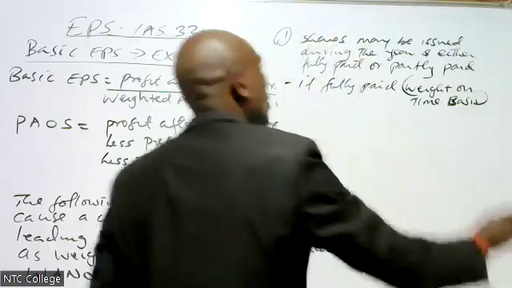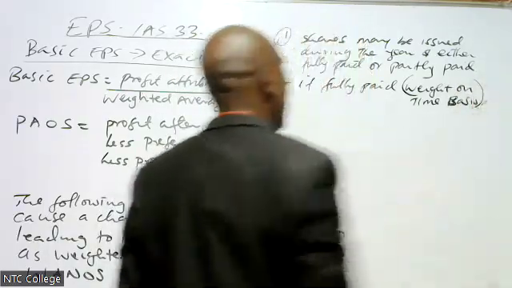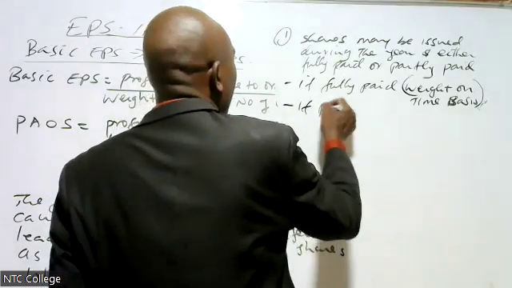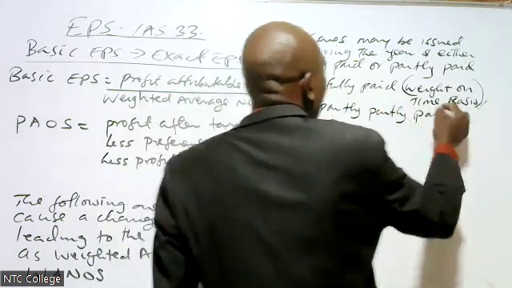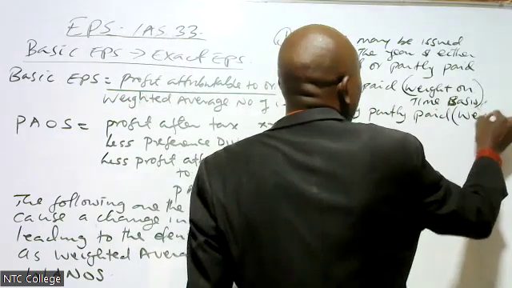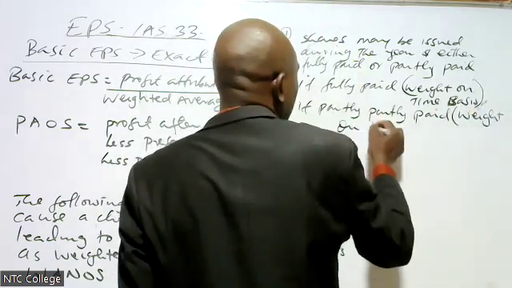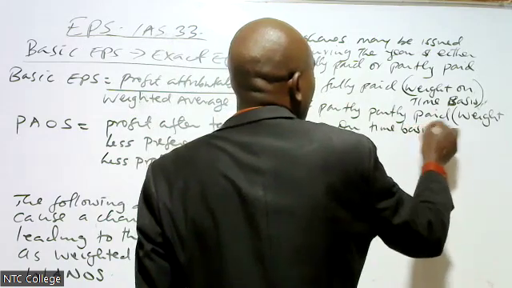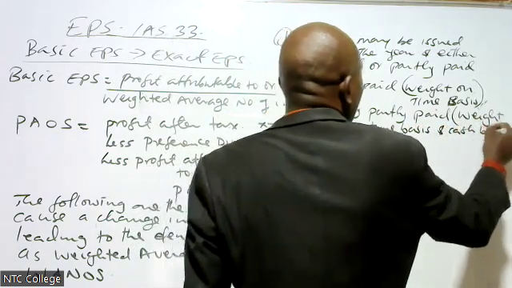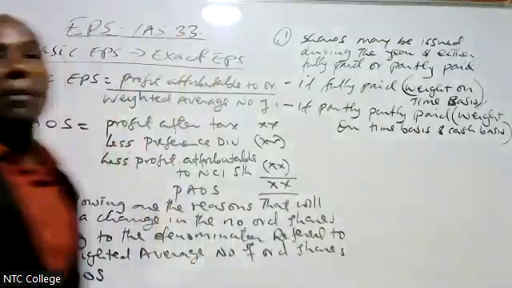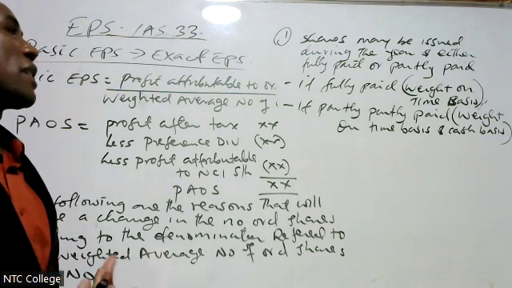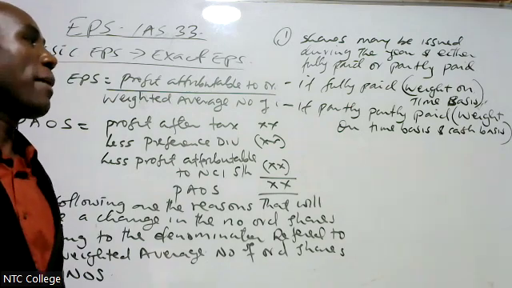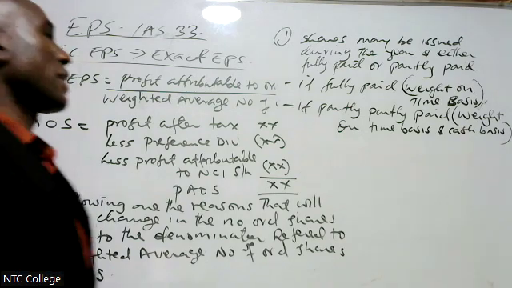If it is fully paid, you are going only to wait on time basis. But if partly paid, then wait, in bracket we say wait on time basis and cash basis. If it is partly paid, you wait on both time basis and cash basis.